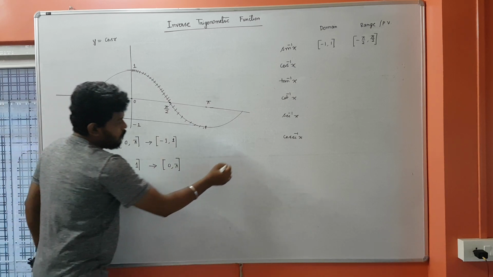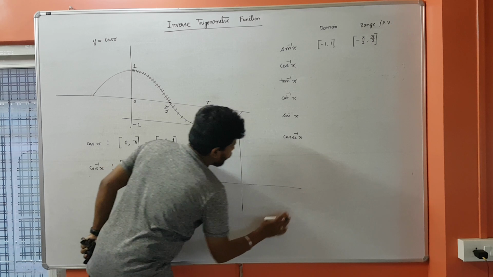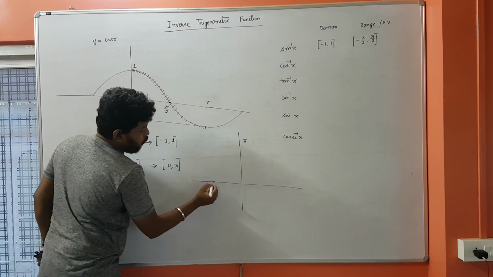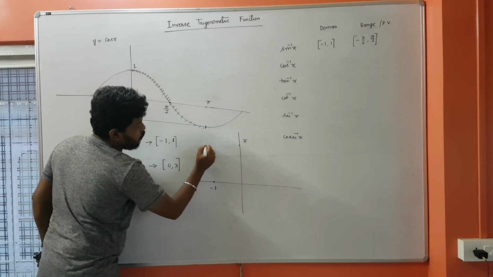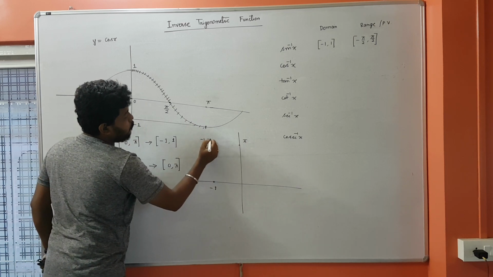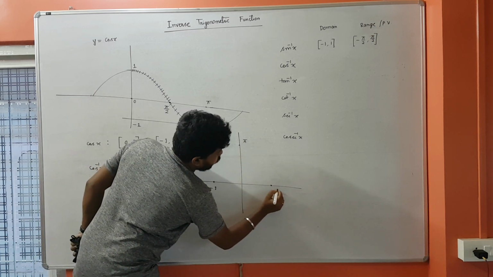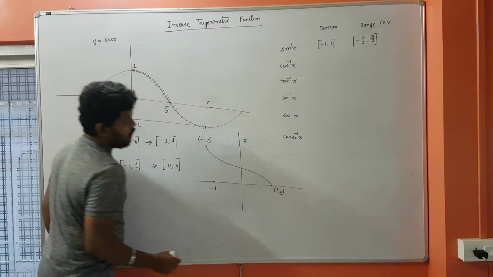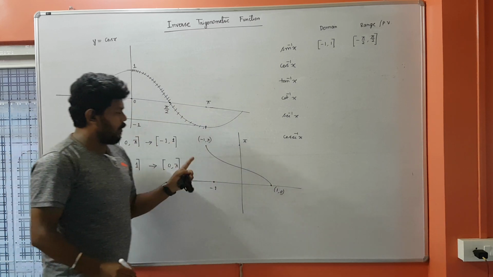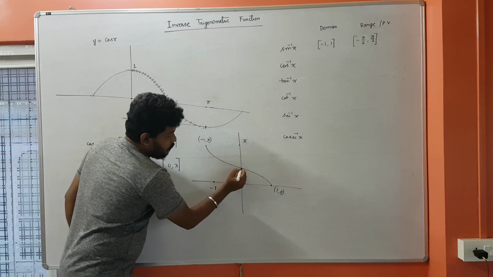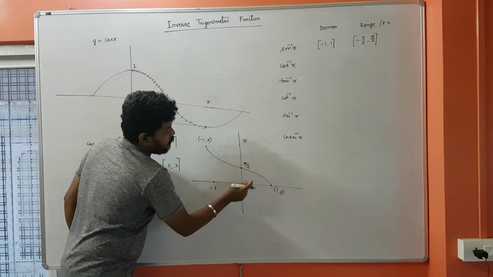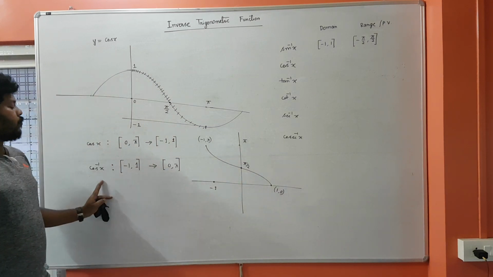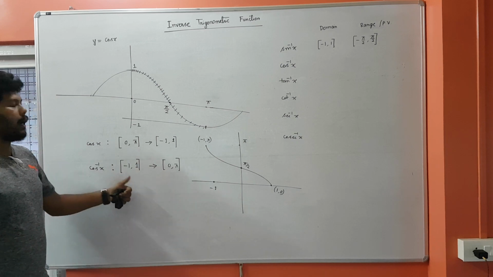If I draw its graph, we will get for -1 the value of cos inverse x is pi, so -1, pi, this point is 1 and for 1 it is 0. If I join these points, we will get a function like this. This point is pi by 2. For 0 it is pi by 2. Therefore, the range of cos inverse of x is 0 comma pi and domain is -1 to +1.